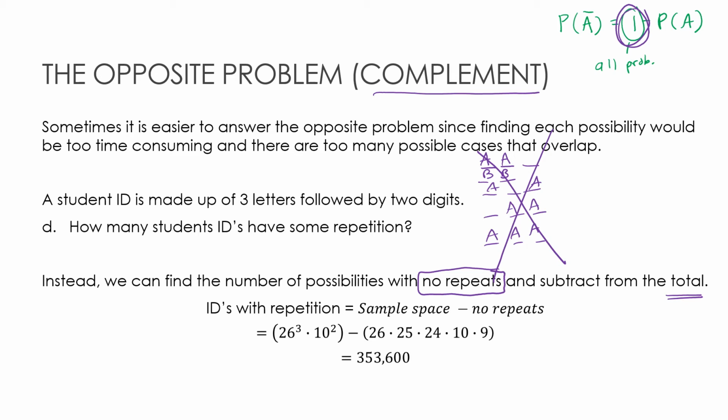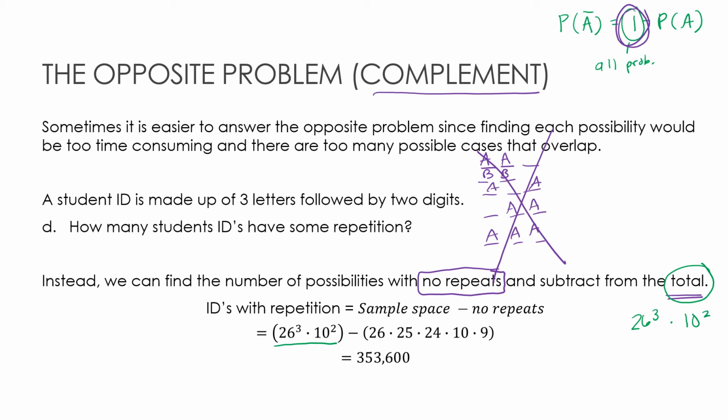So let's take a look at how I might do that. If I were looking for the total sample space, well, we already kind of figured that out. We said that there were 26 to the third times 10 squared, because there were 3 letters and 2 digits. So that's what I have here. That is IDs total sample space.